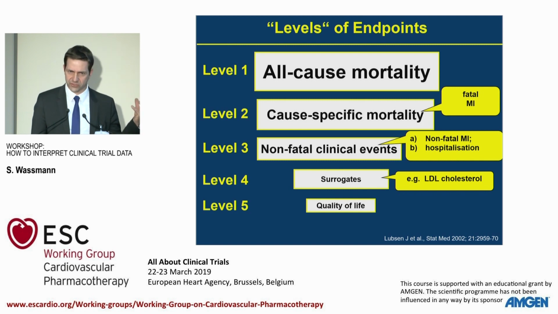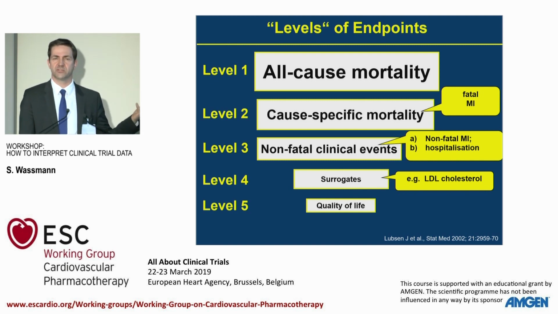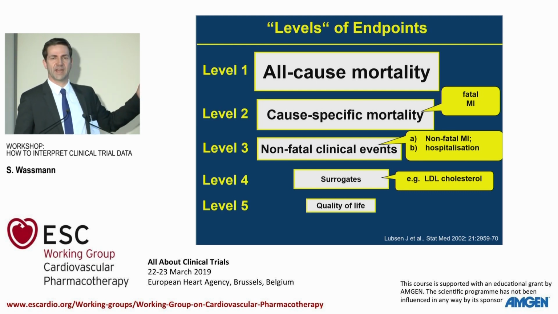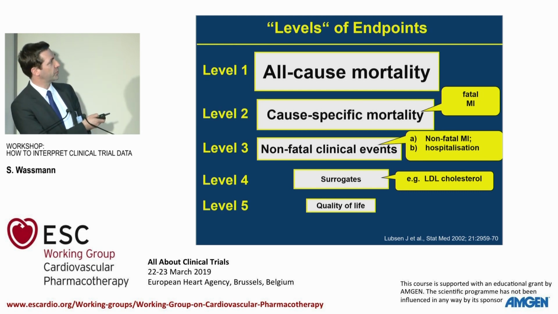It's a softish endpoint because you can only check it with questionnaires and stuff, but it makes a big difference for patients. Think of the heart failure trials where they sometimes have very marked improvements of quality of life, and that makes a big difference for the patient, okay? But if you look at this hierarchy, basically all-cause mortality is the hardest endpoint that we have.